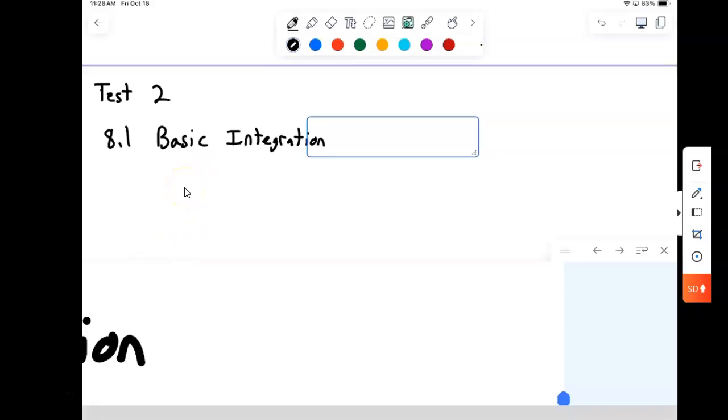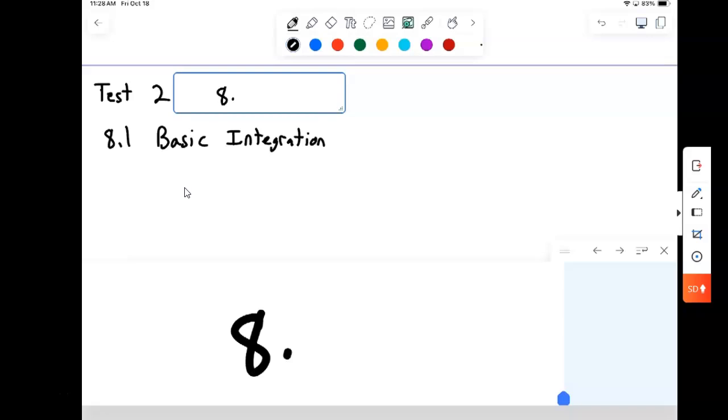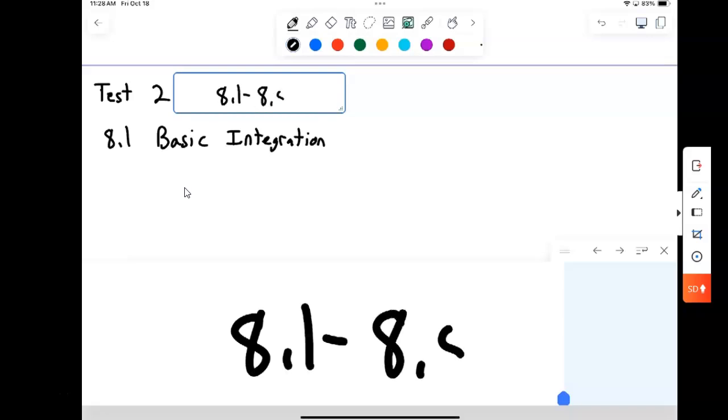Okay, so I'll give you a little overview of what to expect on this test, which is going to cover sections 8.1 through 8.5. We actually have one more section to cover in this topic, but it's not one that we'll test on. You'll just have a homework assignment for it. It's just kind of a hard one to test on based on what it's about. So you'll see that when we get into that topic.